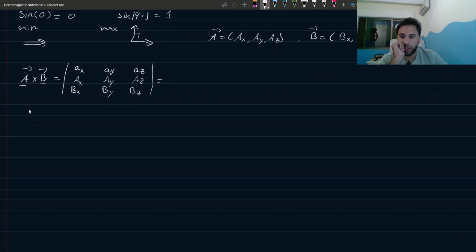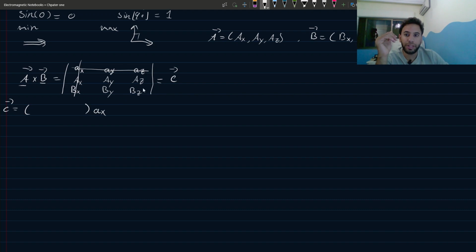First of all, you open a parentheses and you close it. And we're going to start with the unit vector ax. Now, this new vector, let's call it vector c, is going to have a component in the x direction. So it's going to have a unit vector ax. You go here and you find ax. It's on the corner. And you cross it horizontally, and then you cross it vertically.